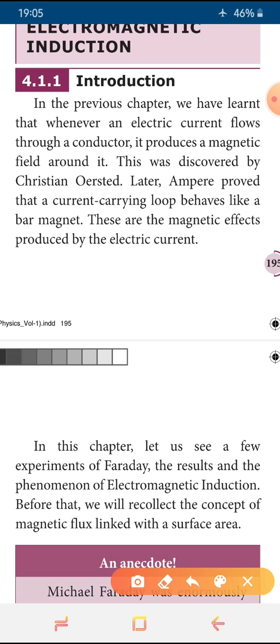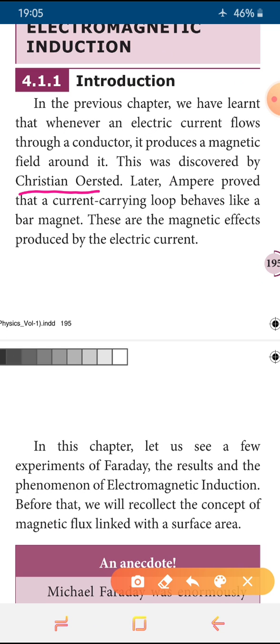First, the scientist Christian Oersted explains, whenever an electric current flows through a conductor, note this well, around that conductor there is a production of magnetic field. So it was discovered by the scientist Christian Oersted. It is a turning point in physics, in our luxury life. It gives a great impact till now and also in future too. It has given a great impact in our life.